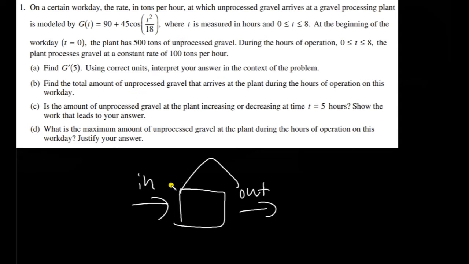Okay, well, one of these is really easy. The plant processes gravel at a constant rate of 100 tons per hour. So the amount that's coming out is 100 tons per hour. All we need to do now is figure out the amount of gravel that's coming in. How much gravel is coming in?